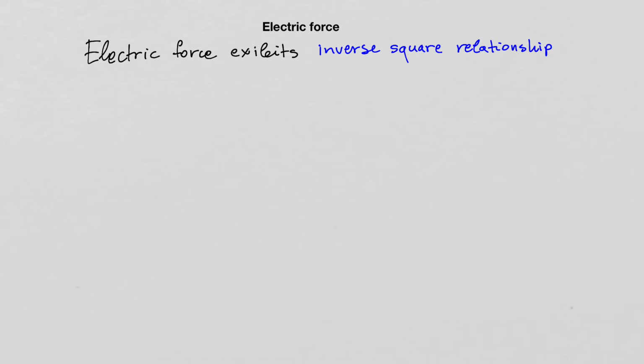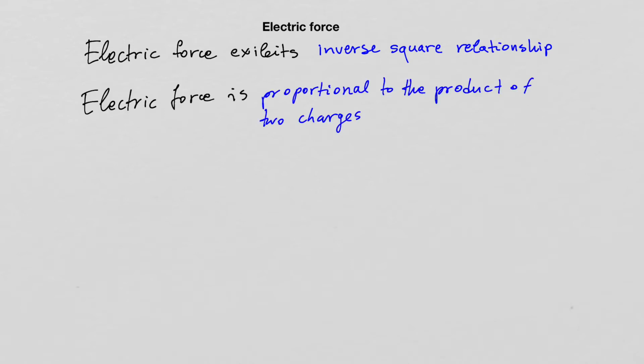Coulomb also showed that reducing the charge on one of the objects by 1/2 reduced the electric force to 1/2 its original value. Reducing the charge on each by 1/2 reduced the force to 1/4 the original value. So that means that the force is proportional to the product of the two charges. So the electric force is proportional to the product of the two charges.